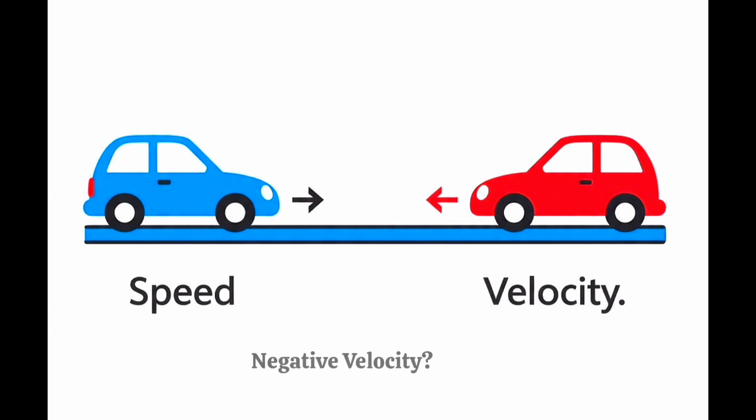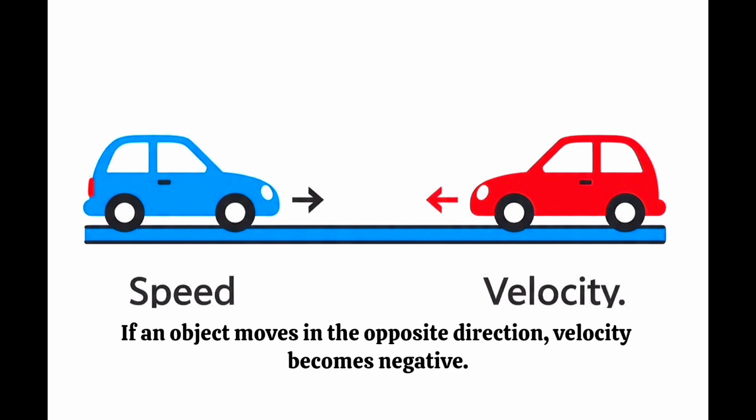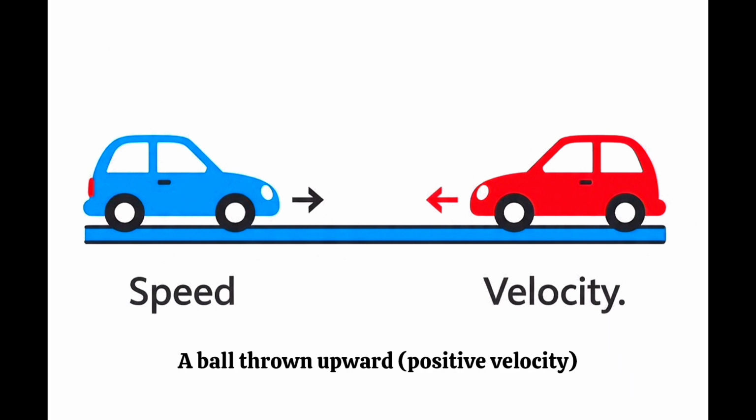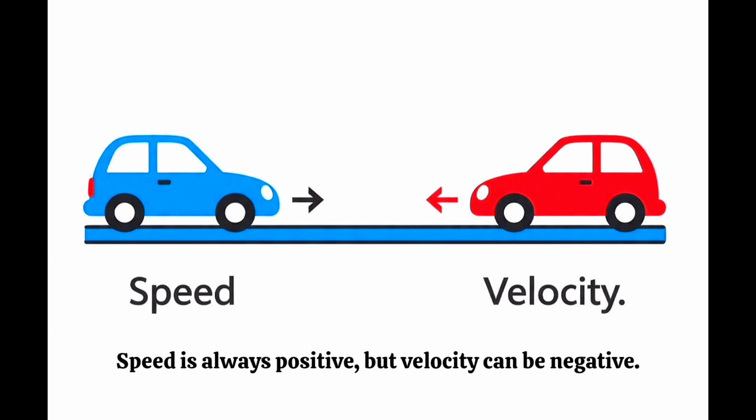Chapter 8. Negative velocity. How? Can velocity be negative? Yes. Let's say you define the forward direction as positive. If an object moves in the opposite direction, velocity becomes negative. Example: a ball thrown up has positive velocity. It falls back down, velocity becomes negative, opposite direction. Speed is always positive, but velocity can be negative.